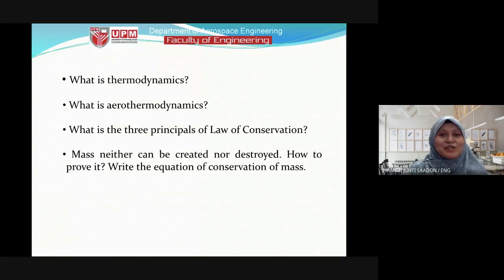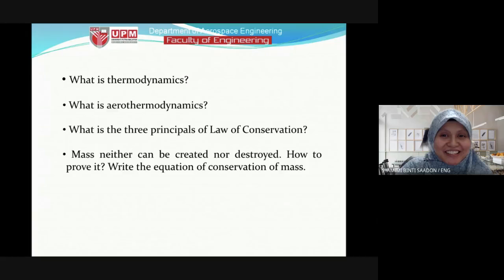So the keyword there is thermal, I think. Because we can see here, thermodynamics, the root word comes from thermo. Okay, thank you, Syairah. Close to correct, but it's also correct.